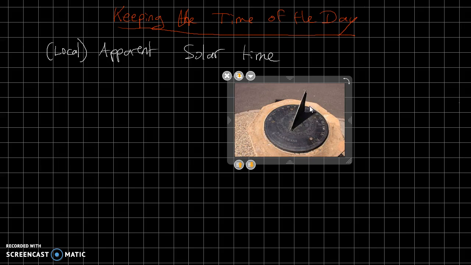So a solar day would be defined from noon, when the shadow is in the middle, to the next noon, when the shadow is in the middle again. And we know this is usually 24 hours on average. And here's the catch. The length of the solar day varies over the course of the year. There are two reasons for this.